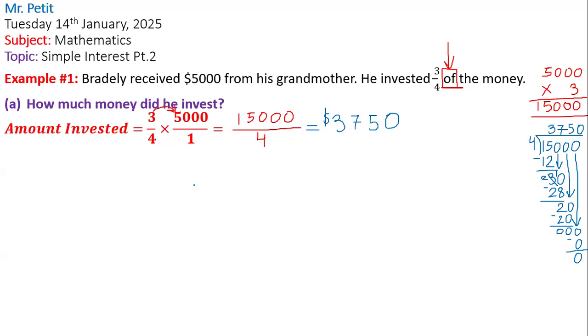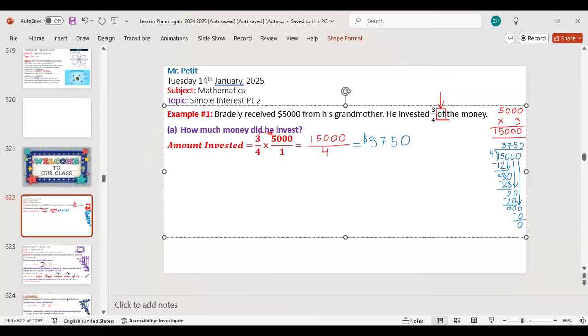Yes, Ashley. We have to put our units. All right. That means all the questions from yesterday were wrong. Much better. All right. Now, y'all are saying, Mr. Petit, I thought we were doing simple interest. Where's the simple interest?